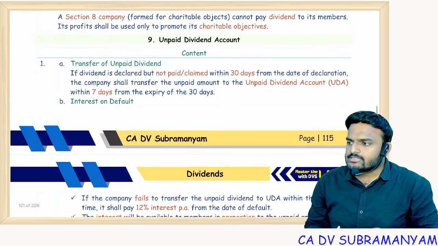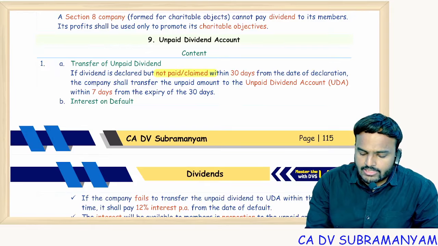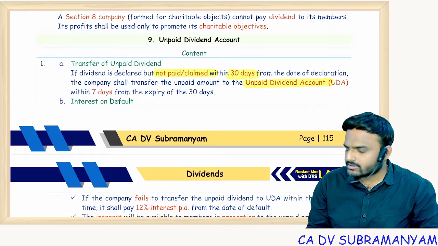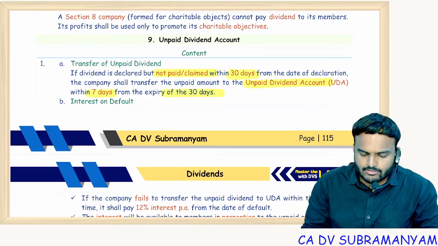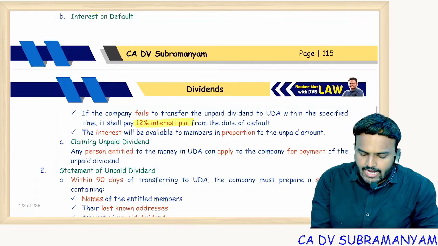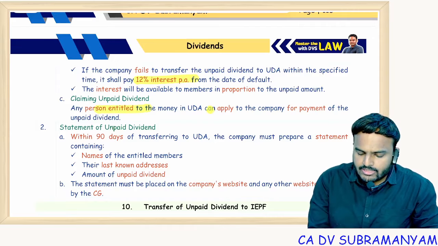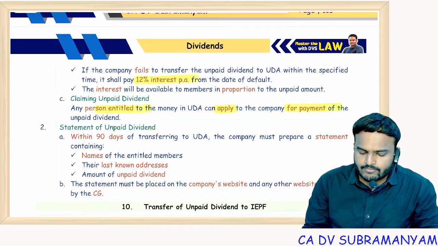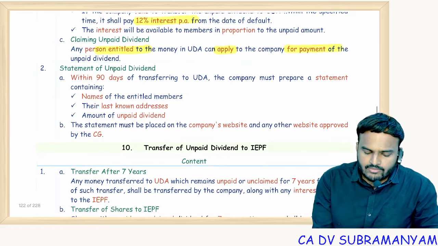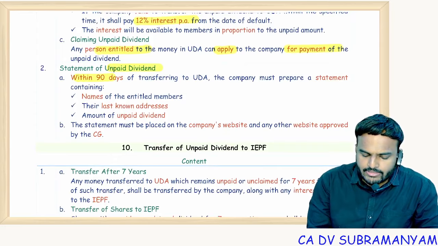If dividend is declared but not paid or not claimed within 30 days, transfer all those amounts to the unpaid dividend account within 7 days from expiry of 30 days. In case of delay, add interest. How much? 12% per annum. And any person entitled to the money in the unpaid dividend account can apply to the company for payment of unpaid dividends, within 90 days of transferring amounts to the unpaid dividend account.